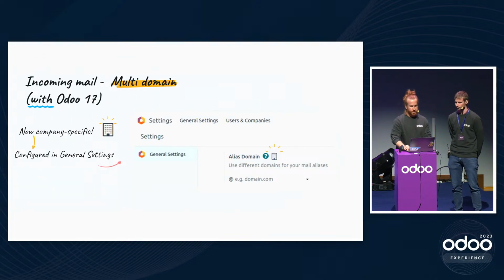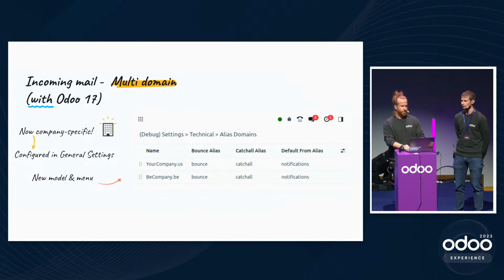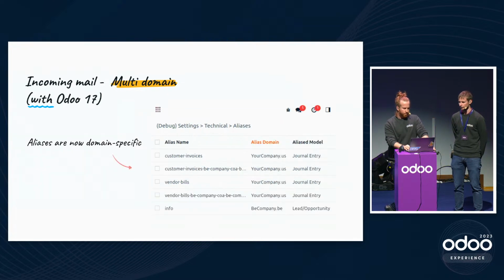So how to create this? You simply go into the general settings, and if you are in a multi-company environment, you will see this small icon saying that it's not company specific. If I change my company, I will see that I can add another domain. If I go into the technical settings, I can also see this new menu called alias domain. There, I will have all the domains that I have with the corresponding bounce, catch-all, and the notification, which is the default from alias. If you go into your aliases, you could see that there is a new column called alias domain, saying that this local part is linked to this domain. So I could now have two aliases, info, but for different domains.